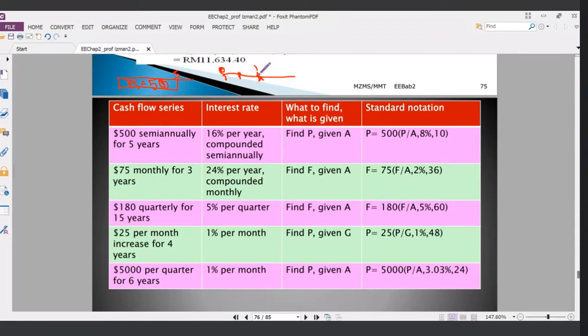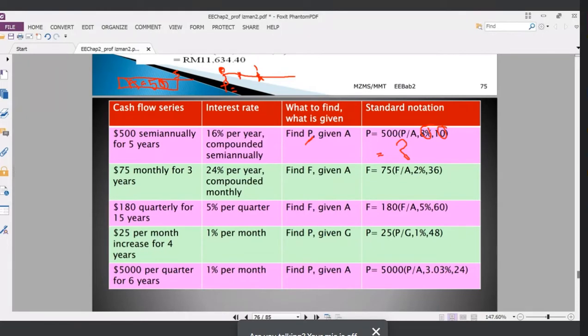Jadi kita nak mencari P, okay, given A. So P-nya dekat mana? Kita nak mencari P kat sini at n equals to 0. Disebabkan A ini berlaku for every 6 months, maka P yang kita nak mencari nilai n-nya adalah 10. Dan interestnya adalah for 1 year the interest is 16% and for 6 months the interestnya adalah 8%. So you just substitute into the formula and you will get the value of P at n equals to 0. Okay, boleh faham? Semi-annually for 5 years, 2.5 tahun, 10 lah.